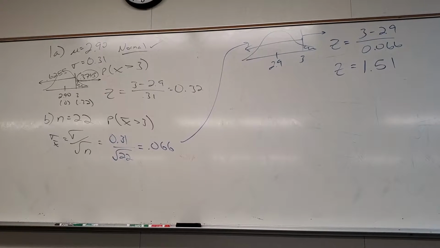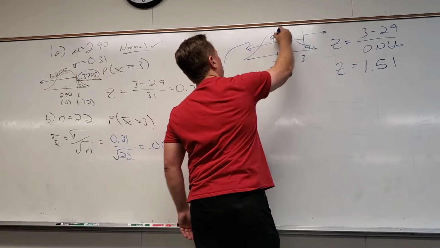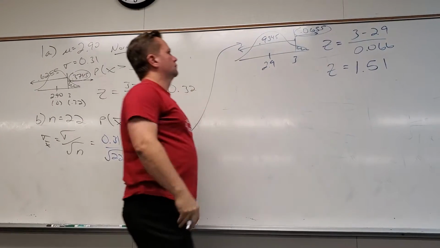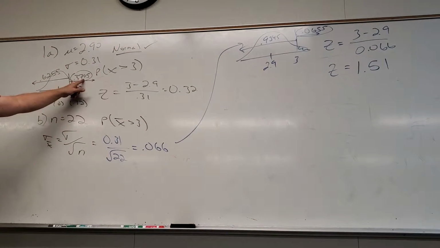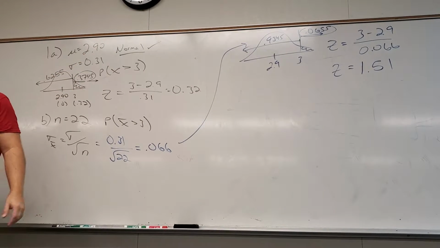So when I look up 1.51, what do you guys get? 0.9345. And then 1 minus that would be 0.0655. So this was 37.5% almost, and now it's only almost 7%.